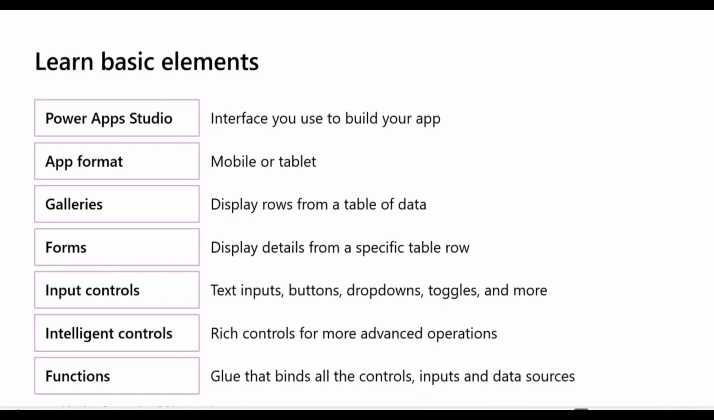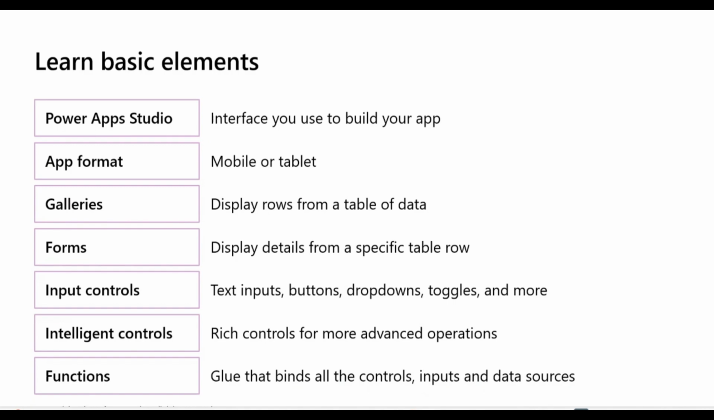Coming to the input controls, we have text inputs, we have buttons, we have drop downs, we have some toggles and many more. Then also we have some intelligent controls because we know that there is AI everywhere. We can make an AI rich app. So for that, we have some rich controls for more advanced operations.